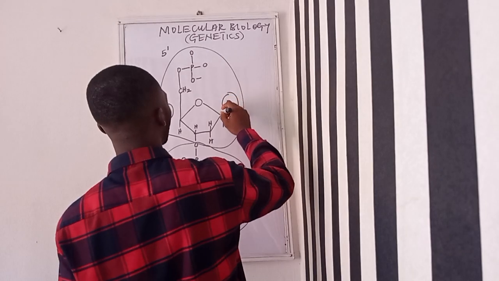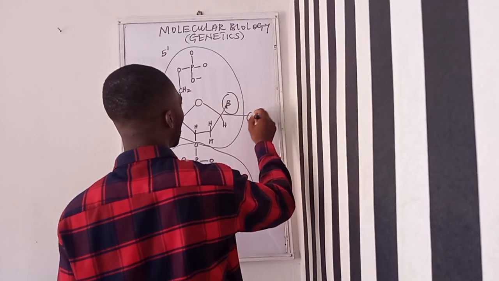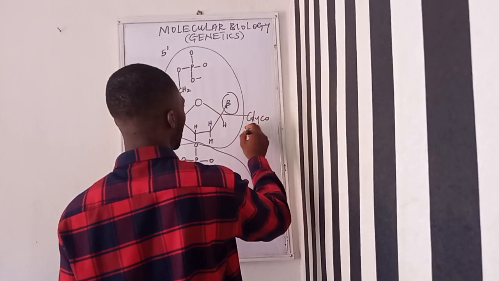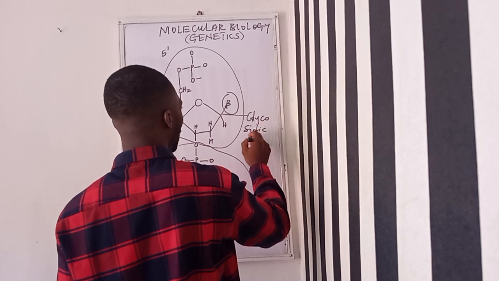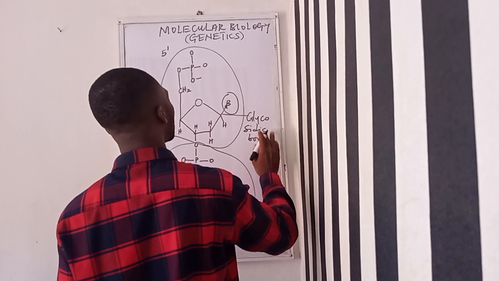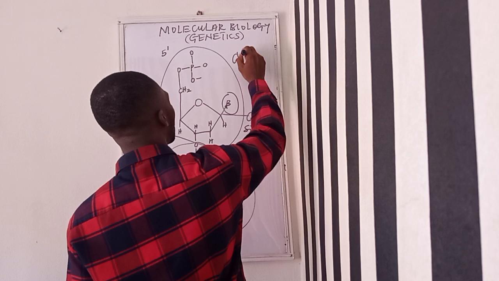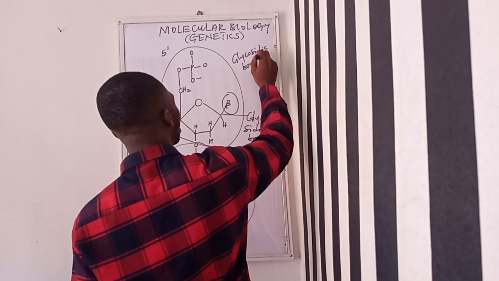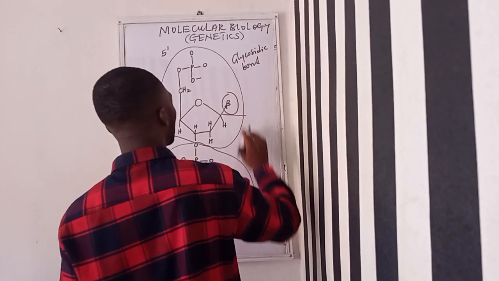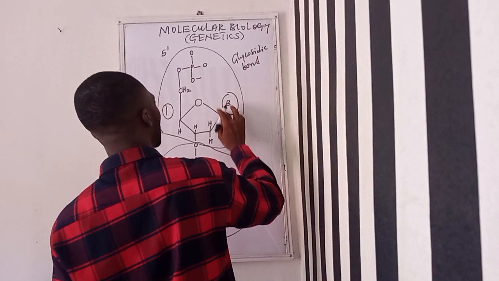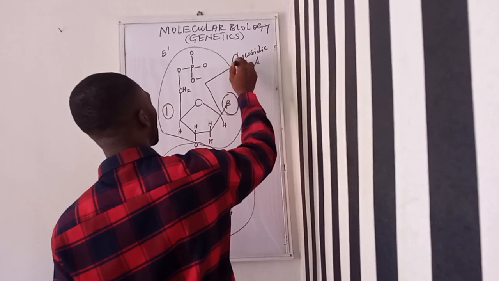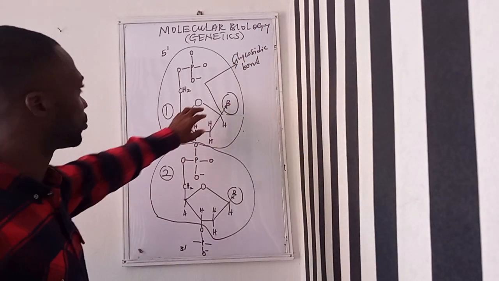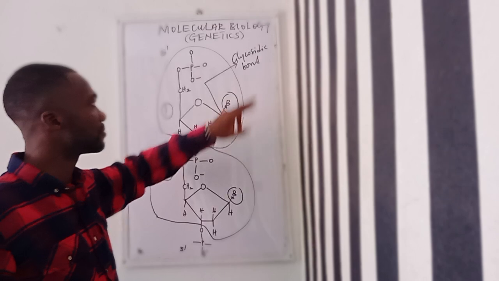Now we have a bond called the glycosidic bond. The glycosidic bond is the bond that links the sugar and the phosphate.